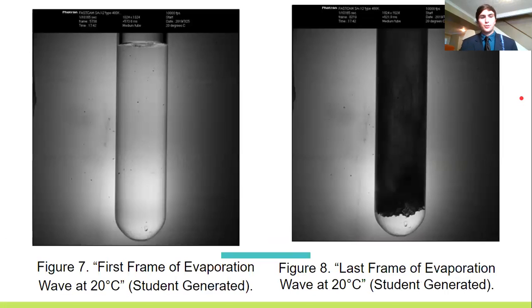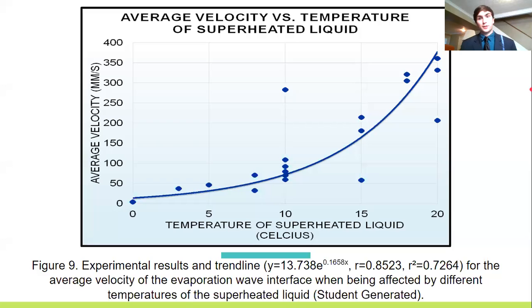That can be compared to the 20 degrees Celsius, where the image on the left is the first frame of the evaporation wave at 20 degrees Celsius, and the image on the right is the last frame of the evaporation wave at 20 degrees Celsius. As you can tell, a big portion of the superheated liquid actually went through this explosive vaporization process. It's actually shown that the entire test tube of superheated liquid went through the explosive vaporization process, so all of it was completely released. So you could tell the 20 degrees Celsius actually moved a whole lot faster than the 0 degrees Celsius based off these pictures. And this is also shown through the quantifiable data.